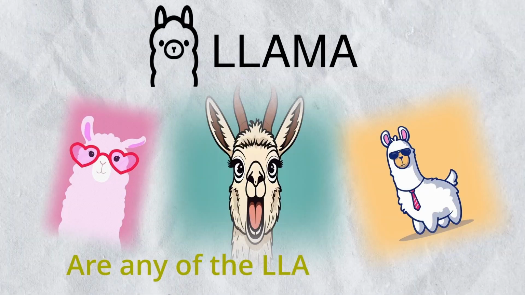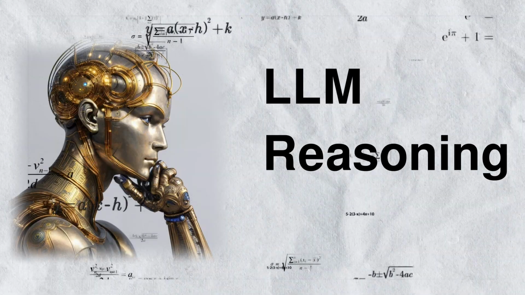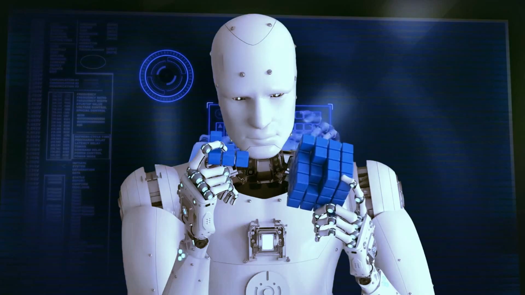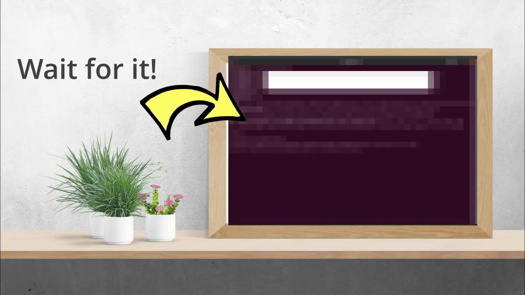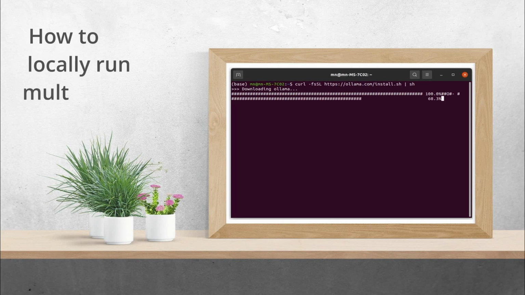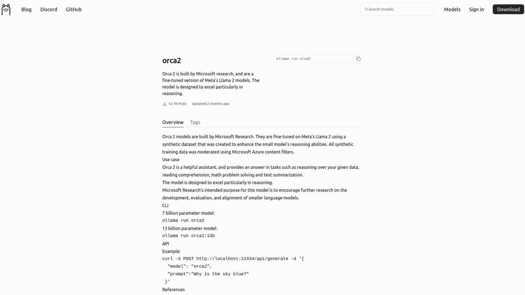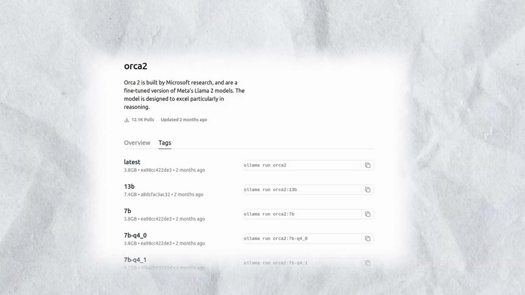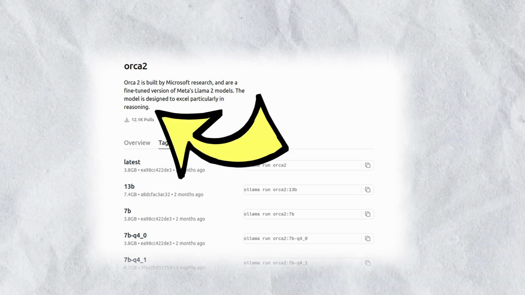Are any of the Llama models capable of reasoning? I have spent quite some time to get to the bottom line so that you don't have to. To answer this, I will show you how to locally run multiple main Llama 2 models and test them against the Orca 2 model, which is claimed to be specialized in answering reasoning problems.